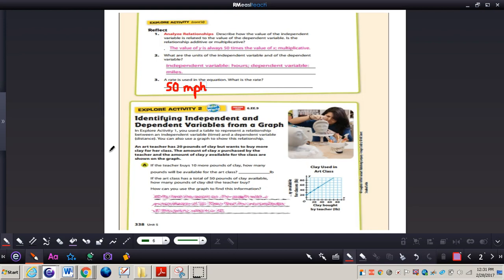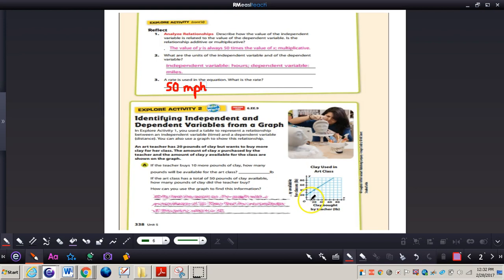It says an art teacher has 20 pounds of clay, but wants to buy more clay for her class. The amount of clay, which will be represented by X, purchased by the teacher, and the amount of clay Y available for the class are shown on the graph. So we can see on the graph it starts out at 0 on the x-axis, 20 on the y-axis, because it started out with 20 pounds.